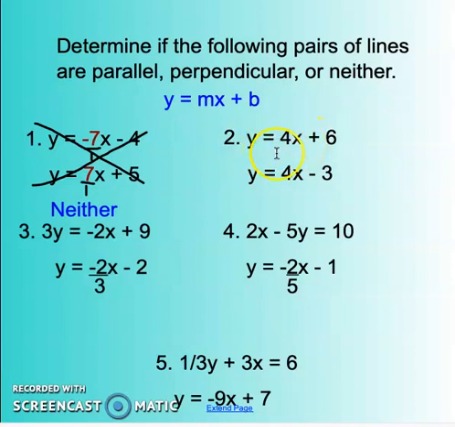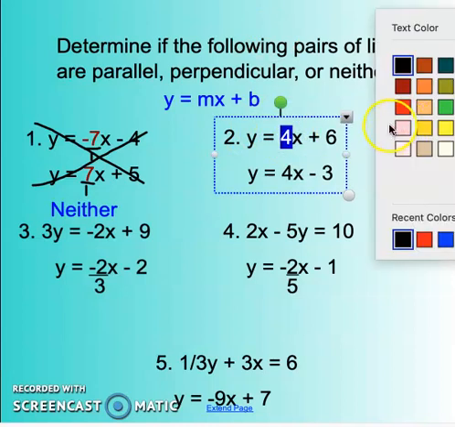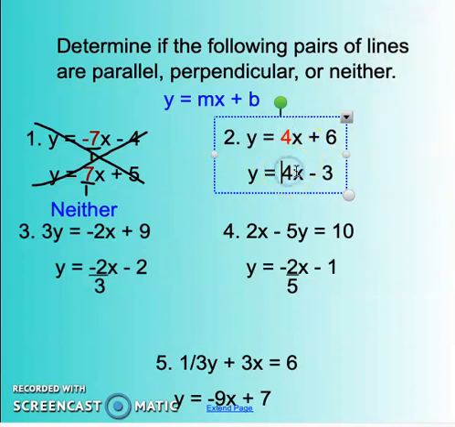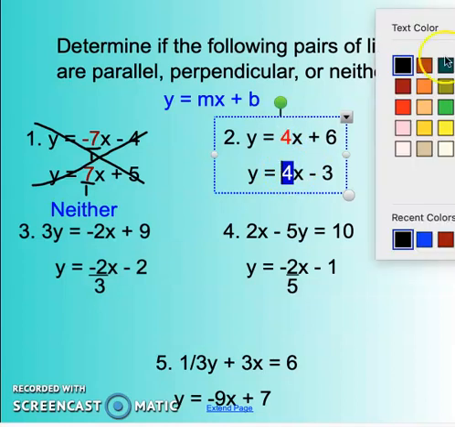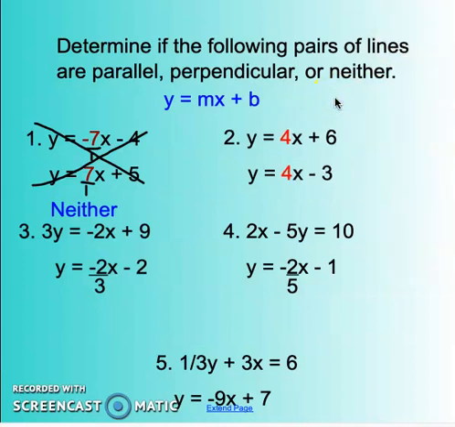So number 2, now if you look at this, are both equations in slope-intercept form? Yes, they are. And if I look at just the slope, and I'm going to choose a brighter color, but if I look at just the slope, so my M, are they exactly the same? Yes, and actually I don't need to move on any further, because if they are identical to each other, then no matter what, they are parallel.